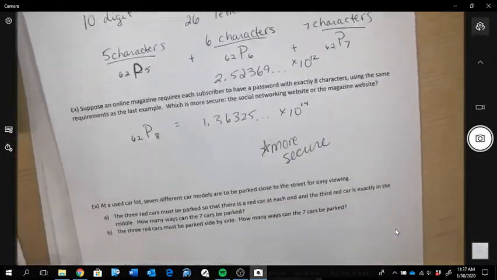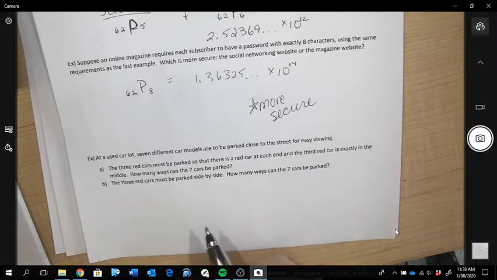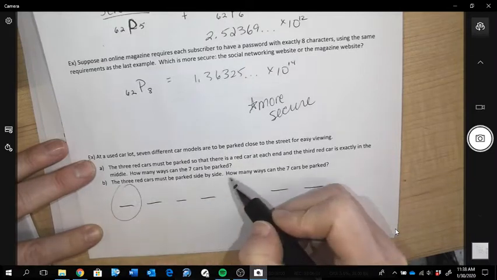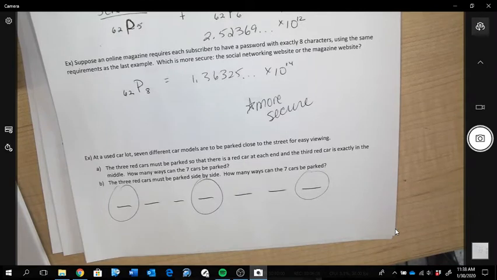Okay, next one. At a used car lot, 7 different car models are to be parked close to the street for viewing. The 3 red cars must be parked so that there is a red car at each end and the 3rd car is exactly in the middle. How many ways can the 7 cars be parked? So 1, 2, 3, 4, 5, 6, 7. Okay, so all of those have to be red.